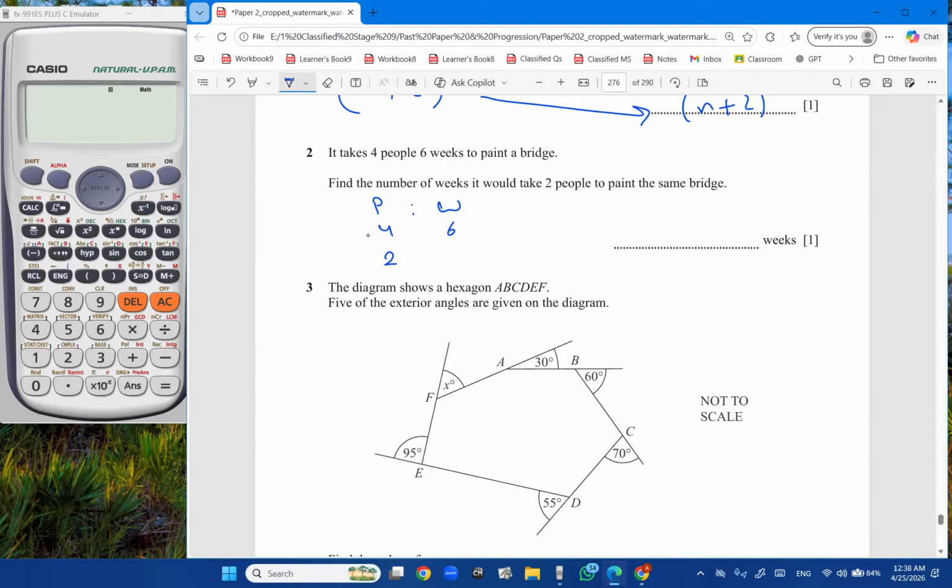You should notice that the relation between the number of people and the number of weeks to finish a task is an inverse proportion. So if the number of people increases, definitely the time will decrease. And the other way around, if the number of people decreases, which you got here divided by 2, the time increases, multiplied by 2. So they're going to take 12 weeks.